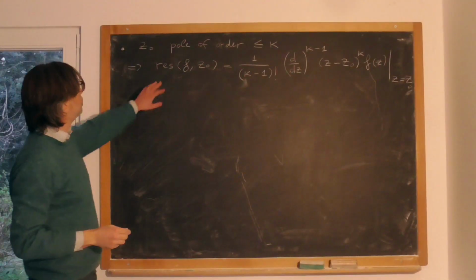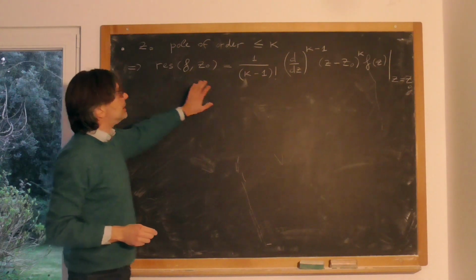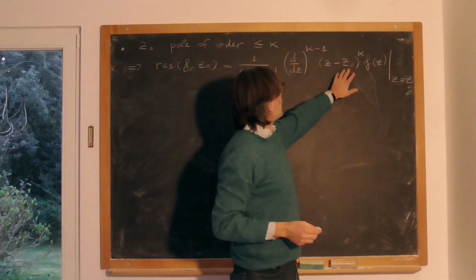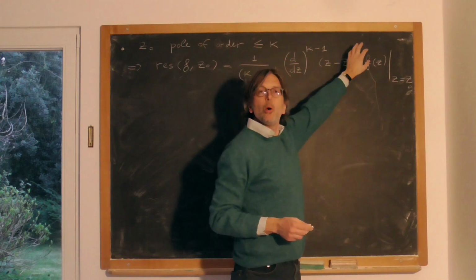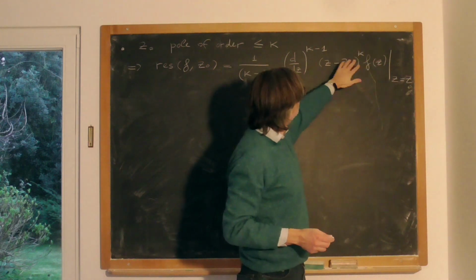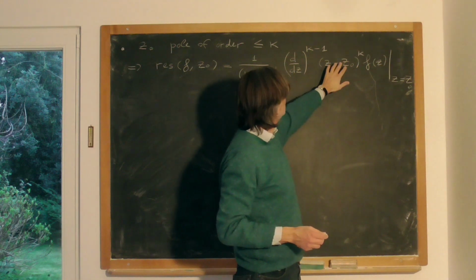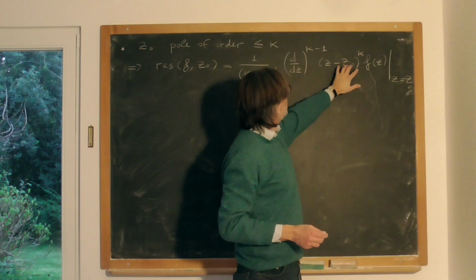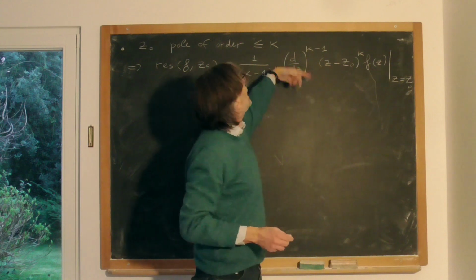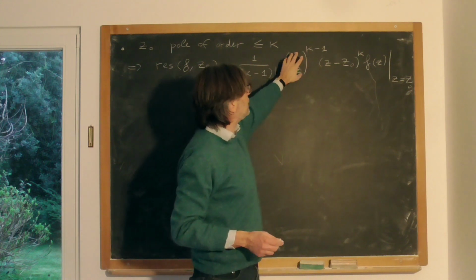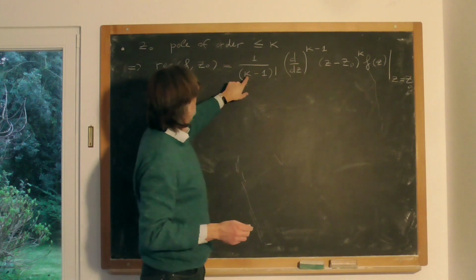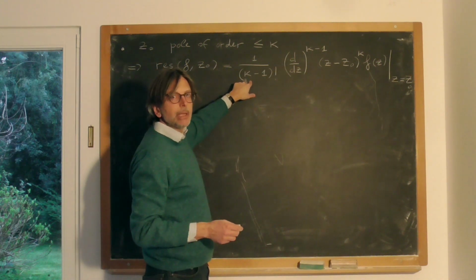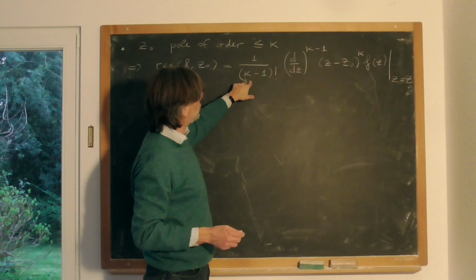Okay, so what you have to do to compute the residue is you consider this new function, you multiply f by (z minus z naught) to the power k, where k is at least the multiplicity, possibly bigger. Then you take this function, you derive it k minus 1 times, you evaluate this derivative at the point z naught, and finally you divide by (k minus 1) factorial.